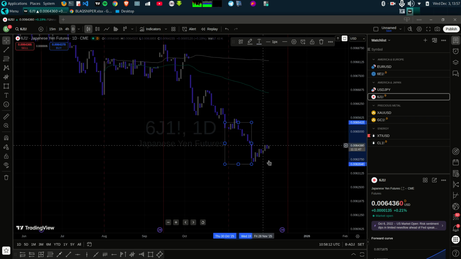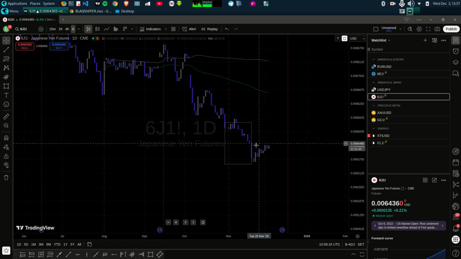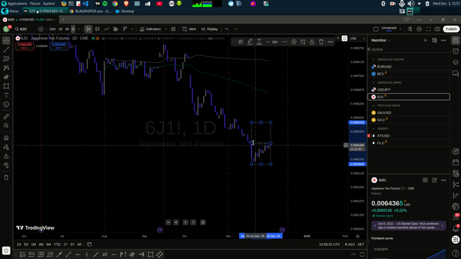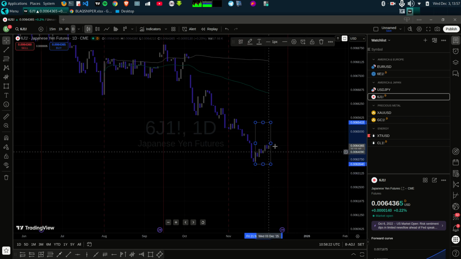But right now we are seeing something again. What's happening here is we're seeing some pullback right here. This pullback to the upside.